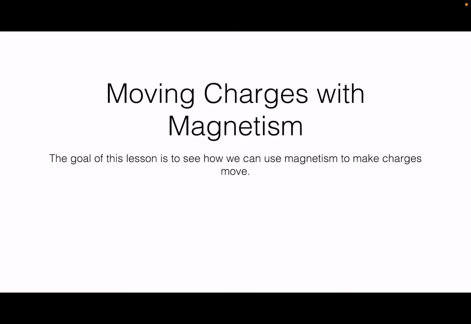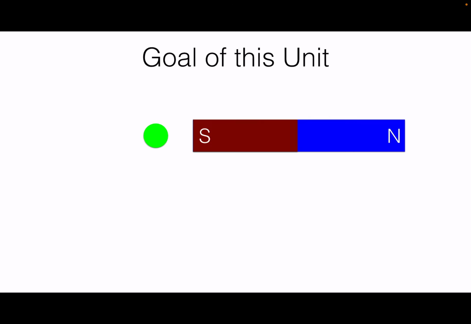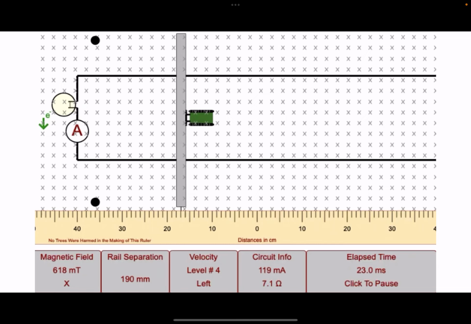Okay, we are almost done with our moving charges with magnetism unit. We have today and one more lesson after that. And what we'd like to do, just as a reminder, is create electricity using magnetism. The answer to this problem is going to change humanity forever. We're going to be able to create electricity using magnetic fields.